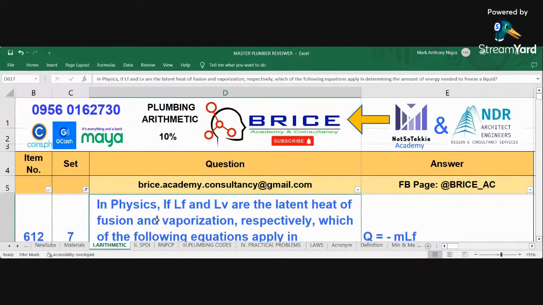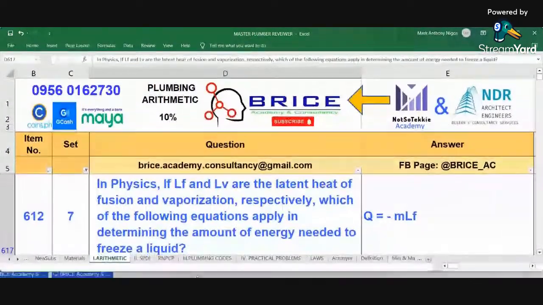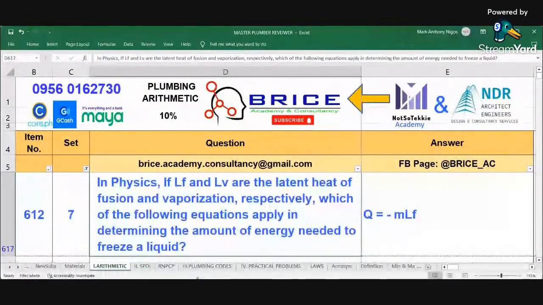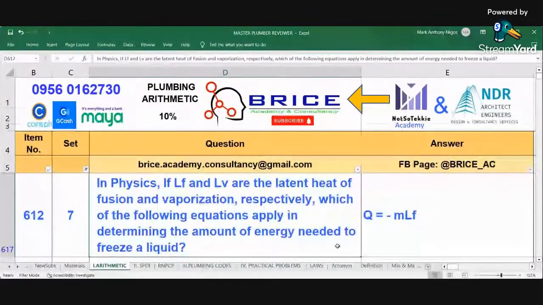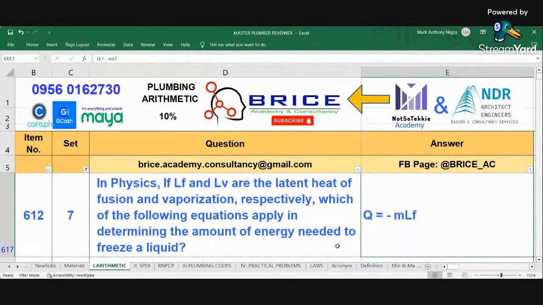612. In physics, if LF and LV are the latent heat of fusion and evaporation respectively, which of the following equations applies in determining the amount of energy needed to freeze a liquid? The answer is Q equals negative m times LF.